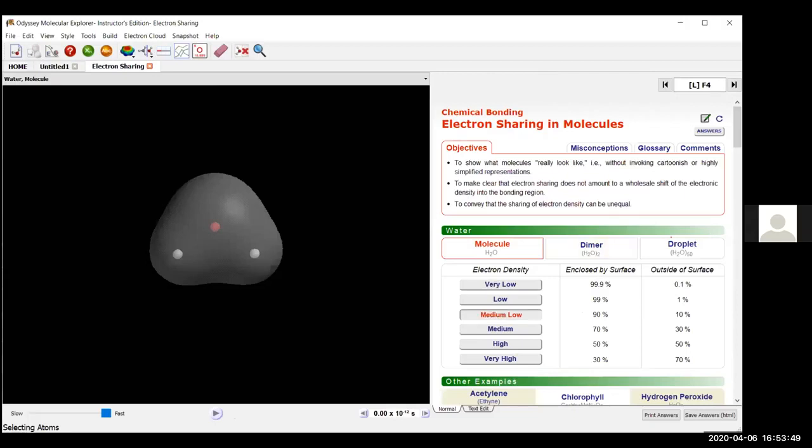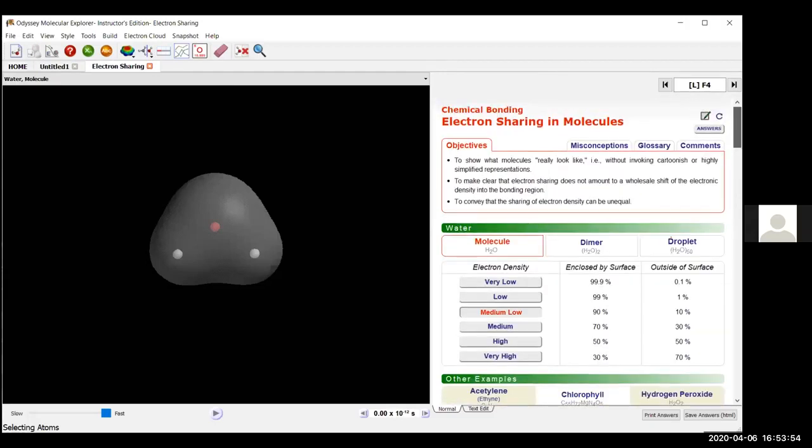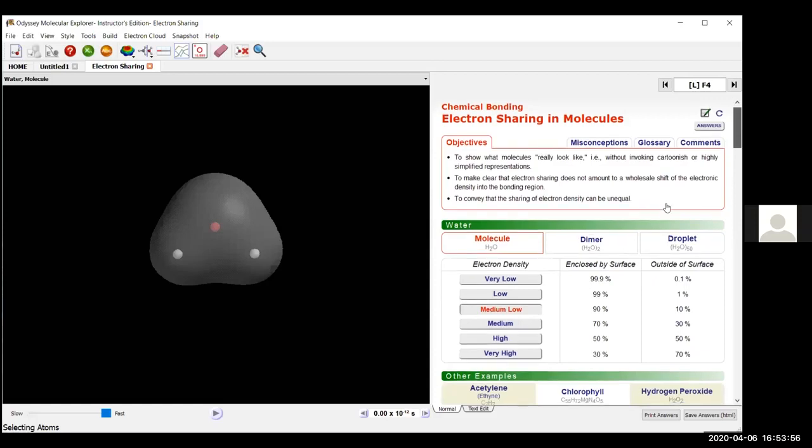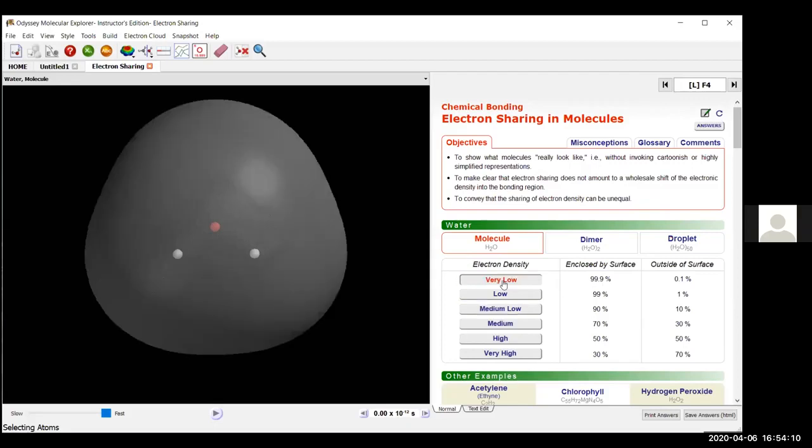So this is one of the content pages in the program. There are hundreds of pages like that, where here there's a pre-calculated for water molecule different isosurfaces of the electron density. And here you see numbers: how much of the density is actually enclosed by the isosurface. So if I here go for medium low, it's 90%. So 10% are still outside of that. Very low, 99.9%. If you go that far out, water becomes in fact an almost spherical molecule.